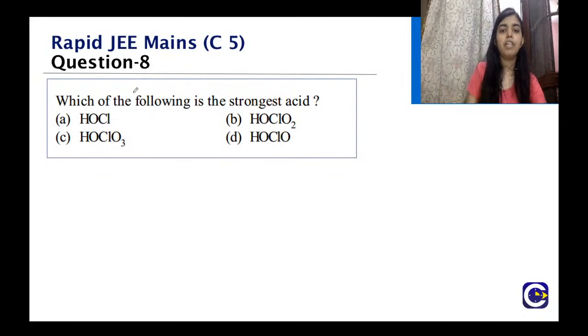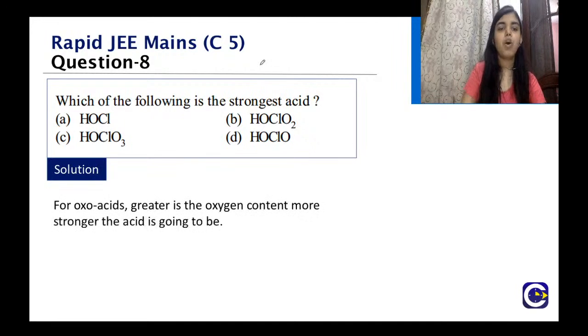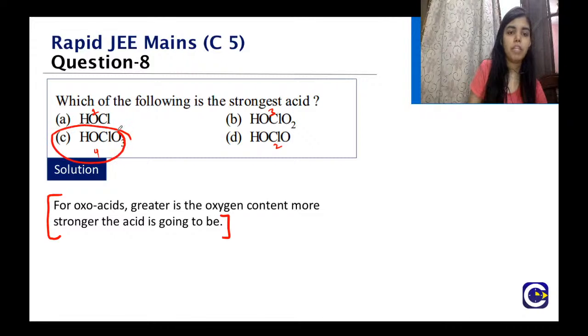Question number 8. Which of the following is the strongest acid, right? So if you come on to the oxoacids of chlorine, basically the greater the number of oxygen content, the stronger the acid. Always remember that for oxyacids of chlorine, the number of oxygens are greater or the oxygen content is more, therefore the acid will be stronger. So here if you see 1, here if you see 3, here if you see 4, here if you see 2. So C will be the option for this particular question because it is having more oxygen content, so it will be the strongest acid.